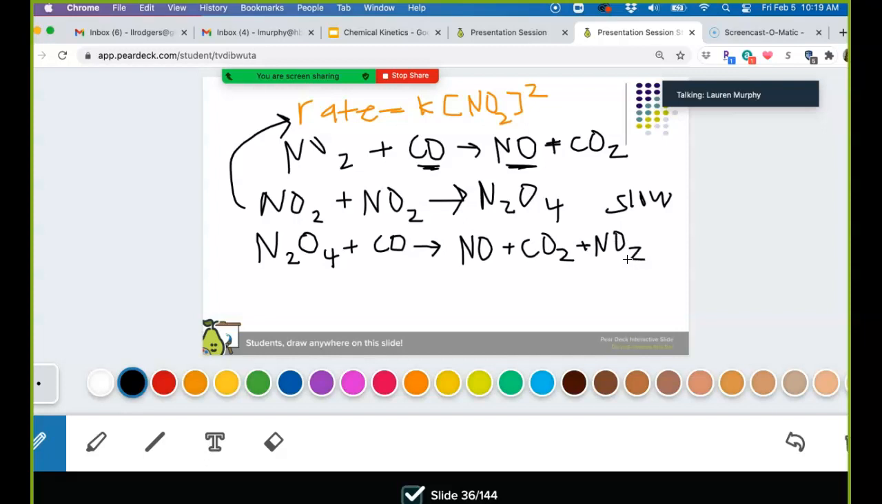And now let's count elements. 2 nitrogens, 2 nitrogens. 4 plus 1 is 5 oxygens. 1, 2, 3, 4, 5 oxygens. A carbon, a carbon. Okay. Is this possible? Sure. How do you know it's right? You don't, right? The only way you would know if it's right is if you actually do the experiment. So both of these are possible mechanisms for this reaction that match this rate law.